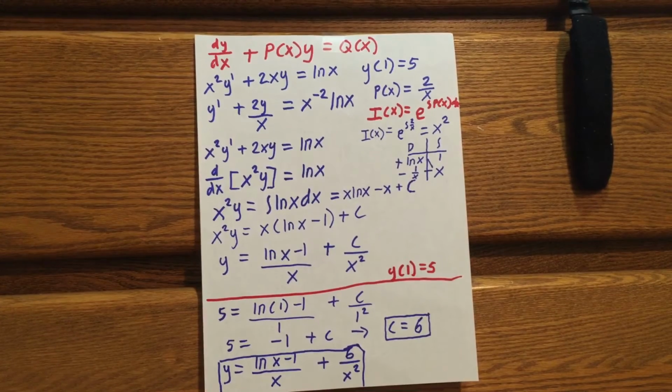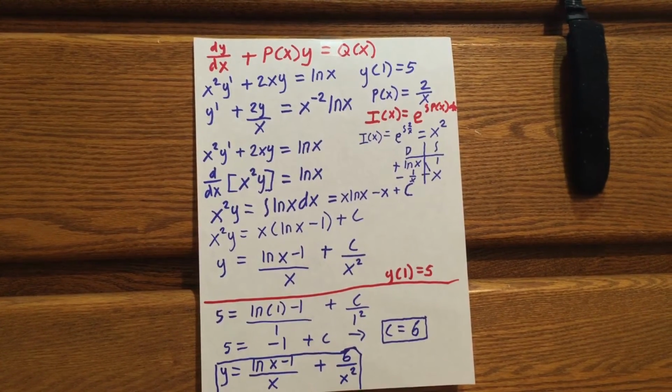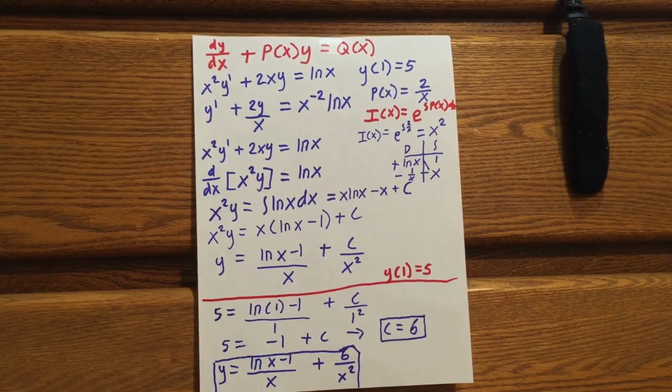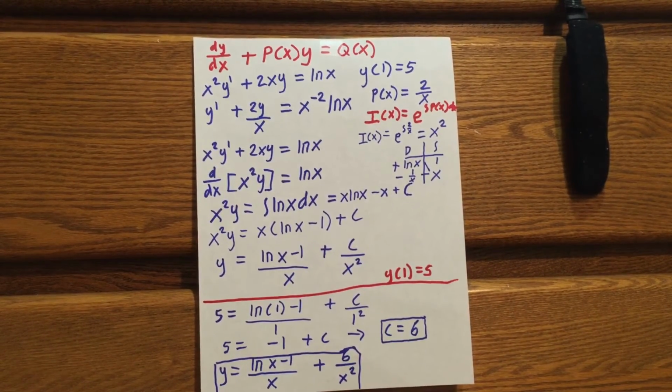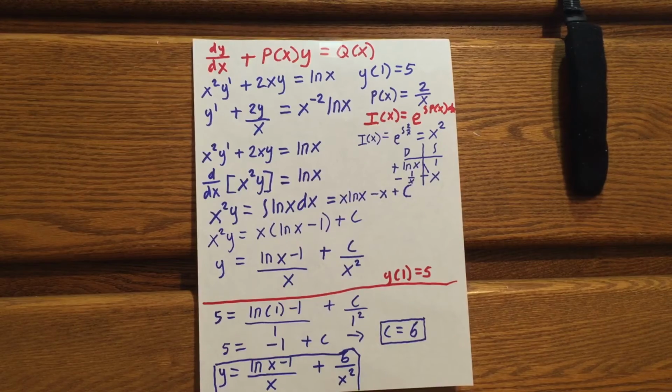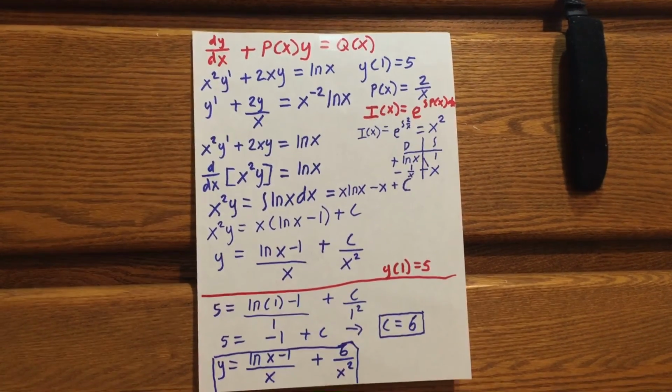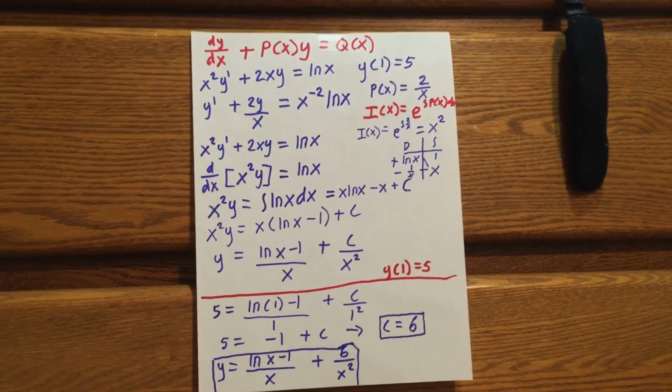So once I did that, I just want to get y by itself. So I divide both sides of the equation by x squared, and it's going to say y equals ln x minus 1 all over x plus c divided by x squared. And so now I have my equation.